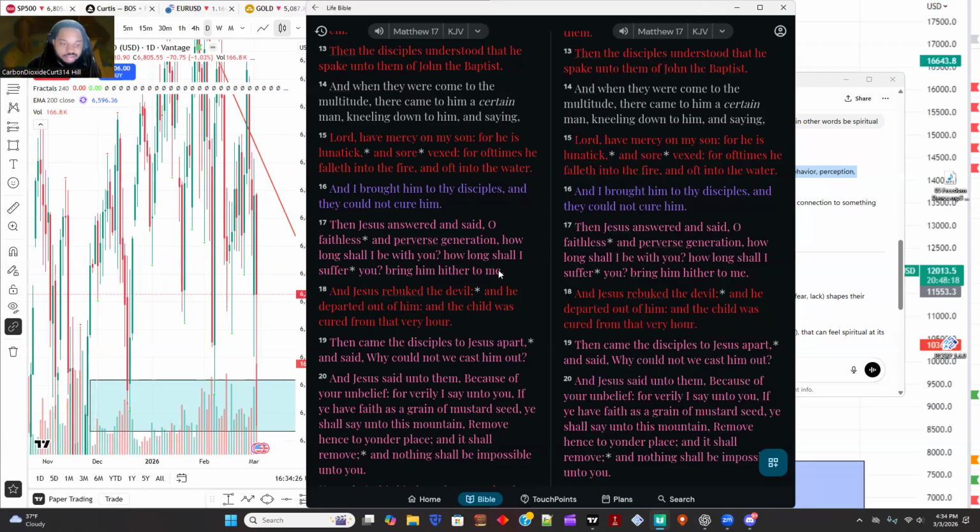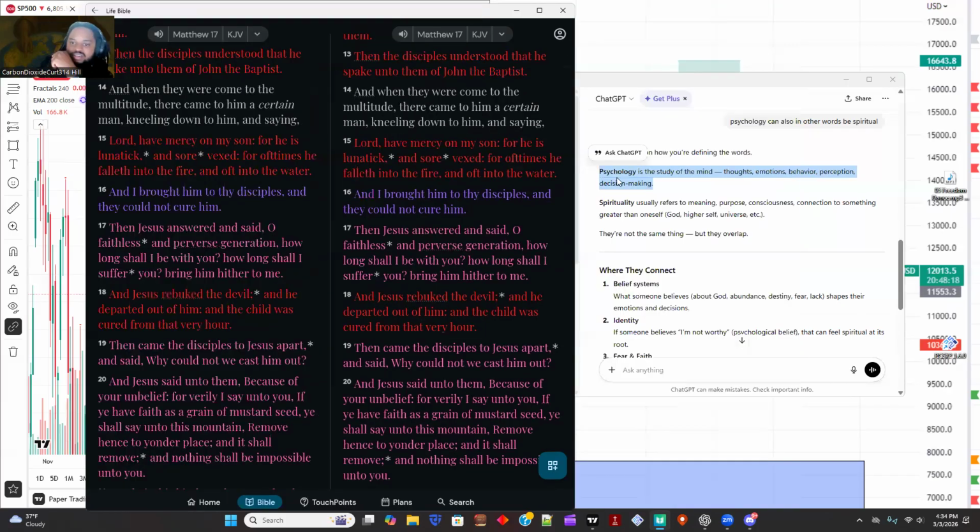So think about it. This lunatic spirit on him that's vexing him is causing him to fall in the water. It's giving him behavior patterns of falling in the water, falling in the fire. So it's messing with him. Now read psychology one more time. Psychology is the study of the mind, thoughts, emotion, behavior, perception, and decision making. The behavior and the decision making of this spirit called lunatic on this brother made him sore vexed and made him fall in the fire and fall in the water.